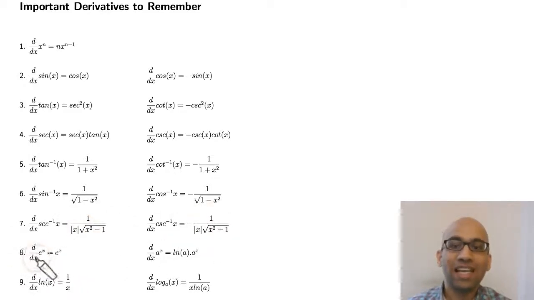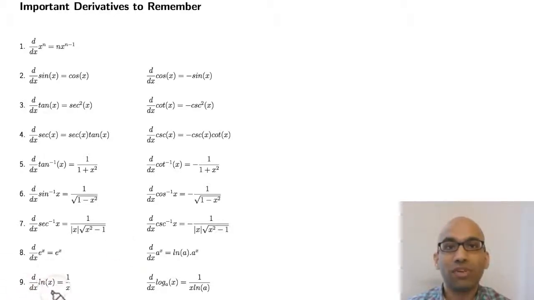Finally, you've got d/dx of e^x is just e^x, and then d/dx of a^x is going to be log of a to the base e, this is ln of a, multiplied by a^x. Now you can see that if a were equal to e, then you would have d/dx of e^x equal to ln of e, which will go to 1, and then you'll just have e^x here, and so this is a special case of d/dx of a^x.